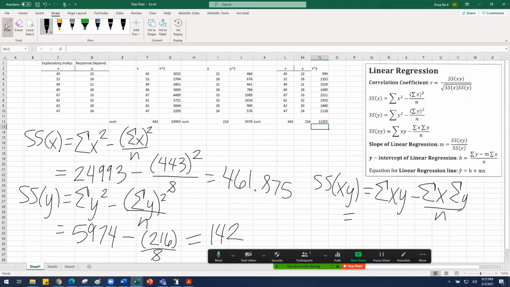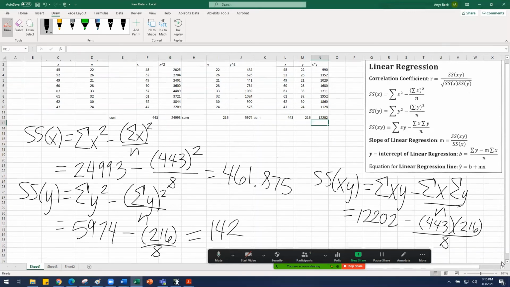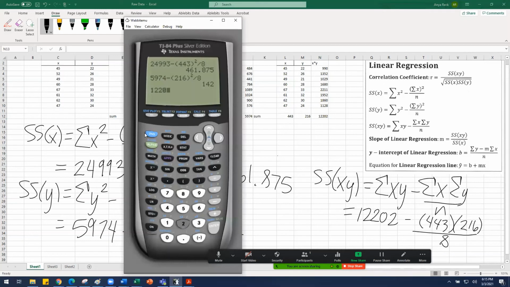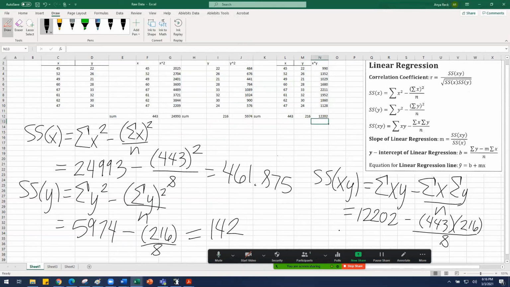So SSXY, the sum of x times y, was 12,202 minus the sum of x, which was 443, times the sum of y, and we had 8 numbers. Go ahead and put this in your calculator. I get 241.